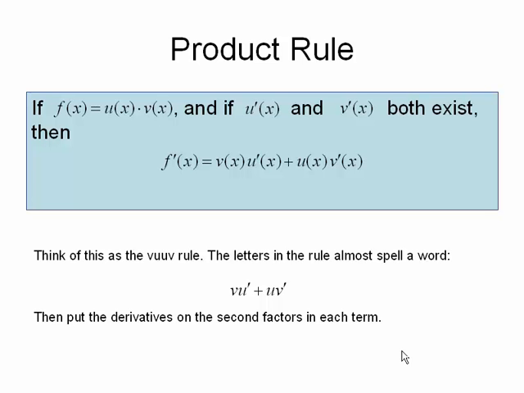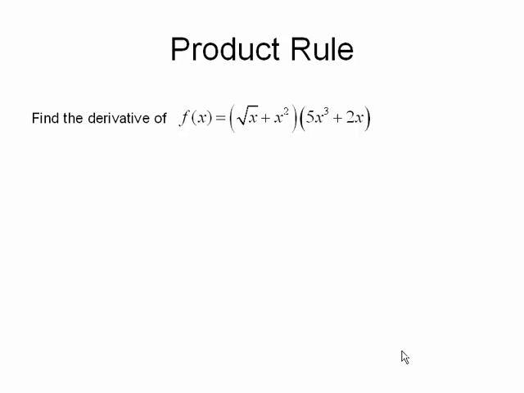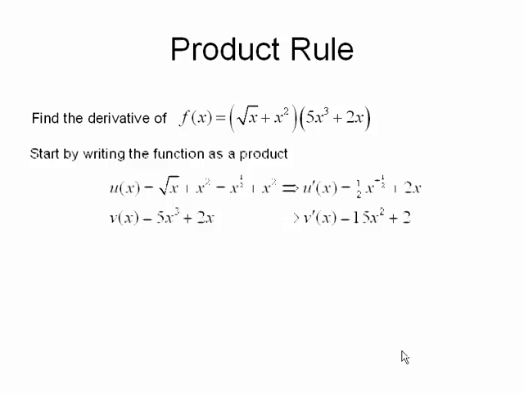So now let's try an example. So here's that same function we looked at before. We need to find the derivative of f of x equals the quantity square root of x plus x squared times the quantity 5x cubed plus 2x. We've already identified what the two pieces of the products are. U of x is the first factor and v of x is the second factor.